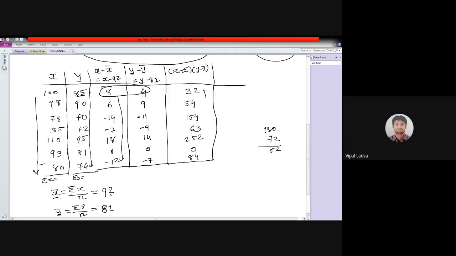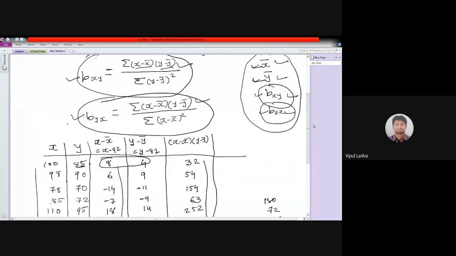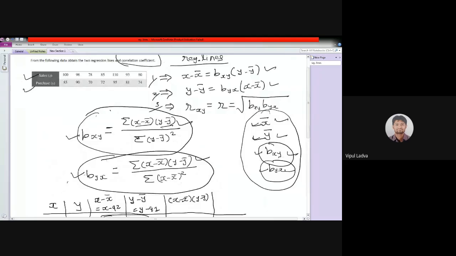So the total of this particular series will be known as the summation of x minus x bar into y minus y bar. Whatever that figure is will be used over here in the numerator of both the formulas. Observe here, that will be the numerator. So we are done with this summation of x minus x bar into y minus y bar. Now we are left with this particular part.